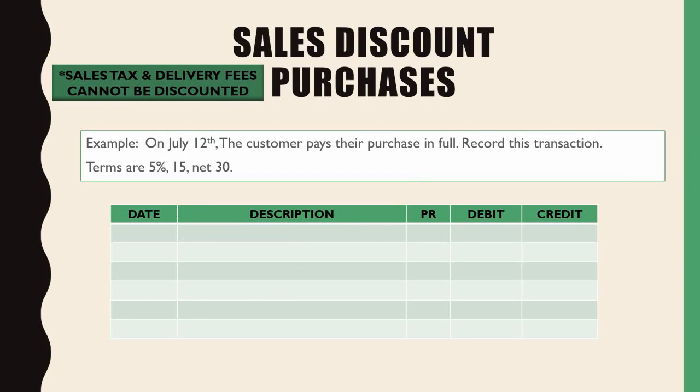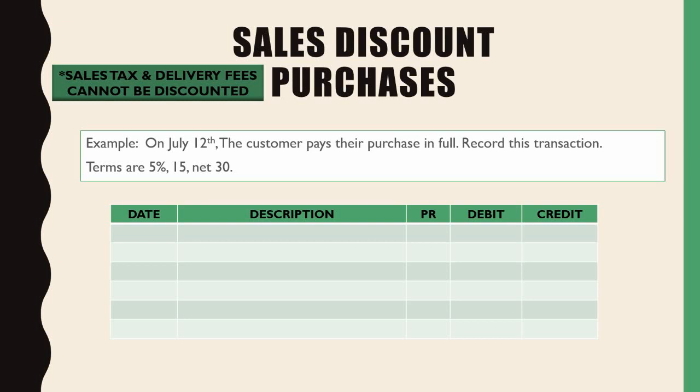So here is this example where 12 days later, right? It's July 12th, and they decided that they're going to pay for their purchases in full. So let's go ahead and record this discount, especially when terms was 5%, 15, net 30. They paid within terms, right? We gave them 15 days. They paid within the 12th day, right? They purchased it on the 1st. Fast forward 12 days later, they're going to pay. So that means they get to receive the 5% discount, okay?